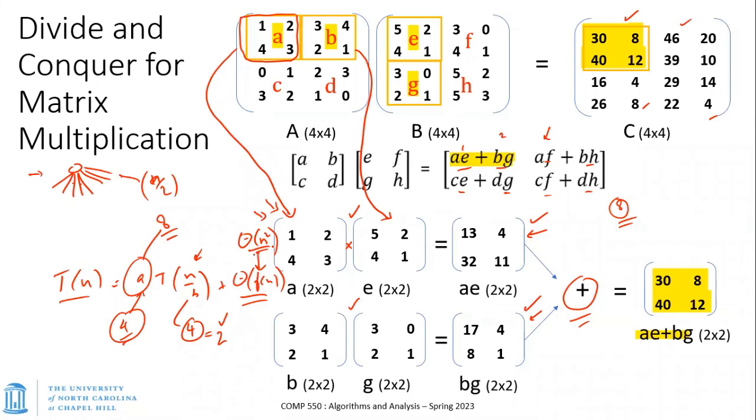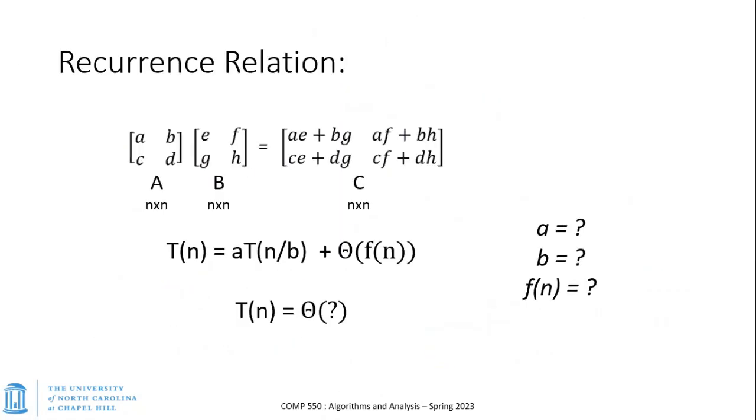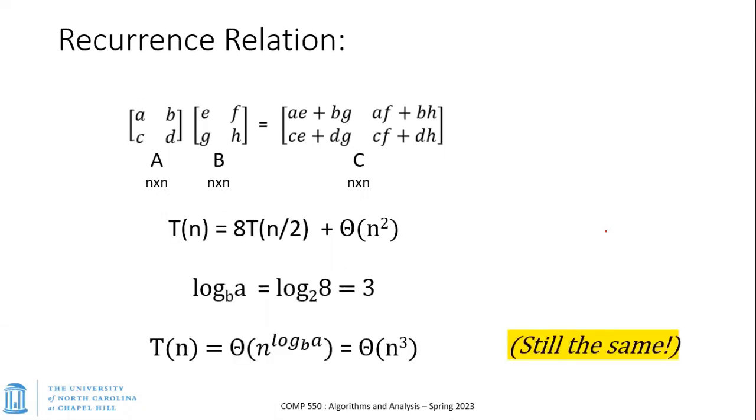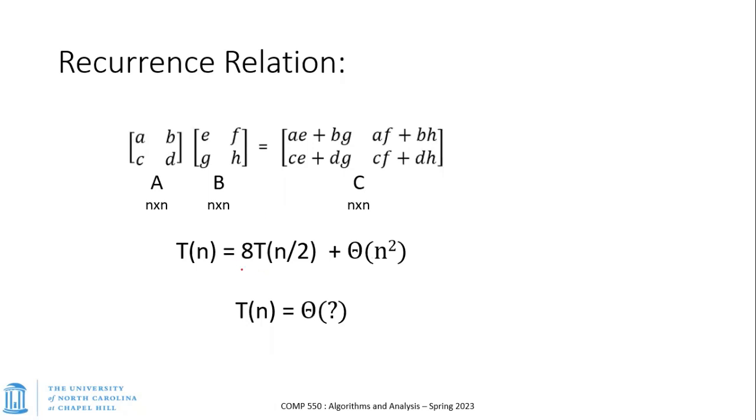Why is that? Because you do need to combine these two, and adding two matrices is going to be n squared. So it's going to take some function of n squared. Actually it's going to be n upon 2 squared, but still that's theta of n squared. So essentially what we've got as our recurrence relation is T of n equal to 8 T of n by 2 plus theta of n squared. A is 8 and f of n is theta of n squared.